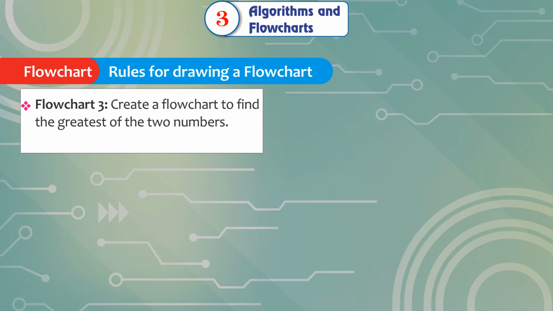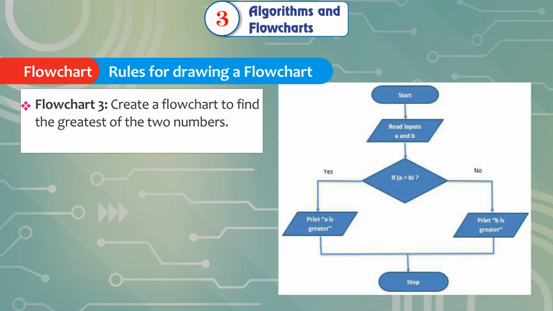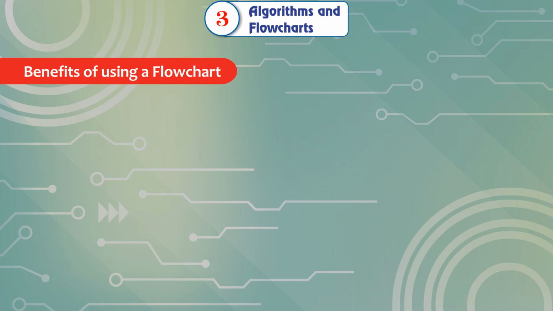Flowchart 3. Create a flowchart to find the greatest of the two numbers. Start. Read inputs A and B. If A is greater than B, yes: print A is greater. No: print B is greater. Stop.